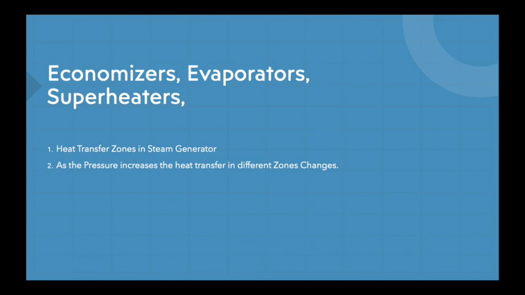Now, the basic distinction between these three heat zones is that in the economizer, the heat transfer is basically sensible heat to water. In evaporators, the heat transfer is basically latent heat, that is, to a mixture of steam and water phase. And in superheaters, the heat transfer is again sensible heat, and that is to steam.